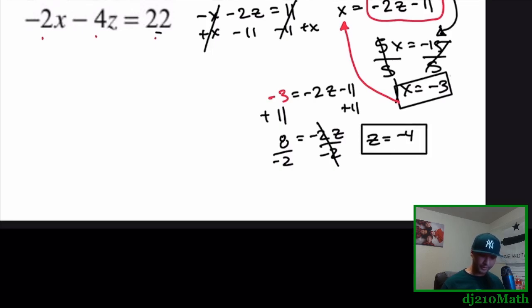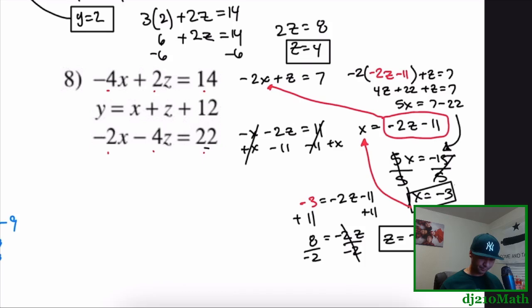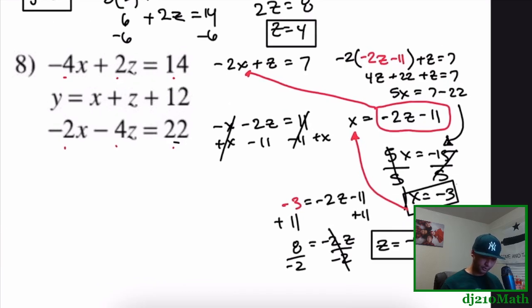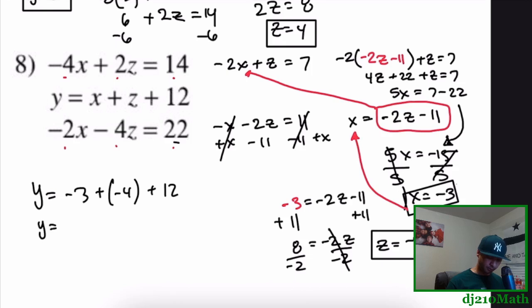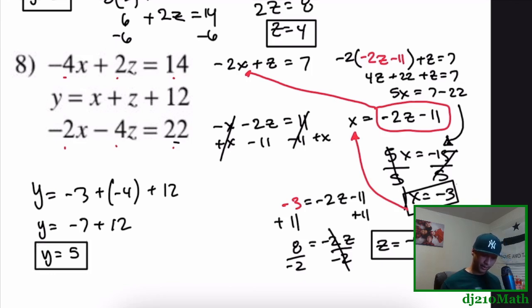So now I have an x and a z. Where can I get a y from? Is there an easy one? No, there's only one spot, the middle equation. So y is equal to x, which in this case is negative 3, plus z, which is negative 4, plus 12. So y is equal to negative 7 plus 12. y is equal to 5. So negative 3, 5, negative 4.